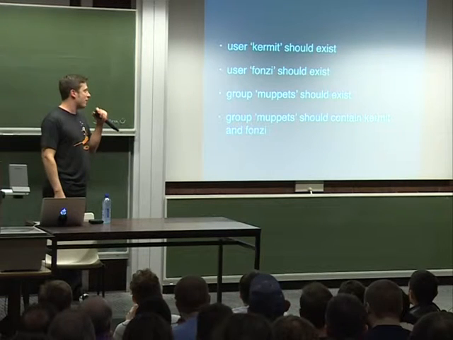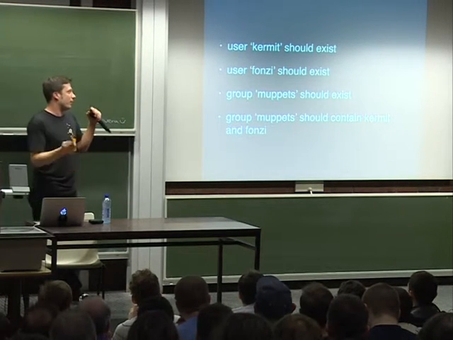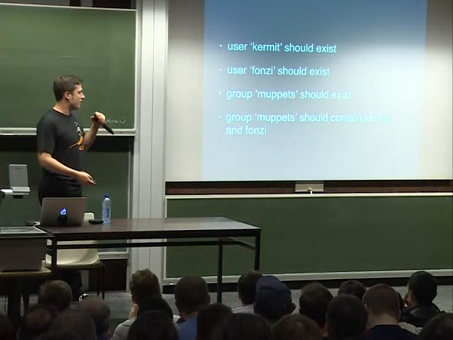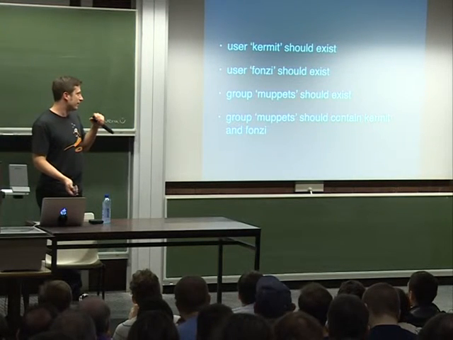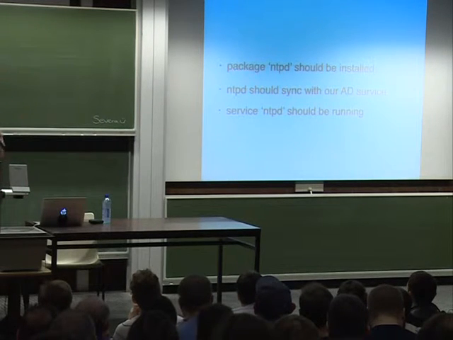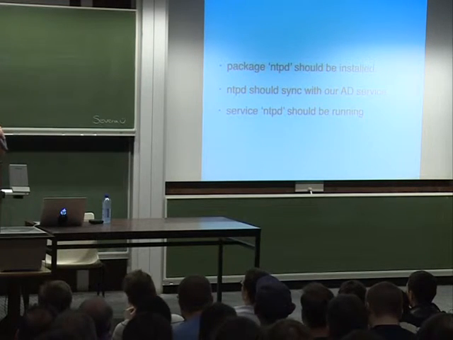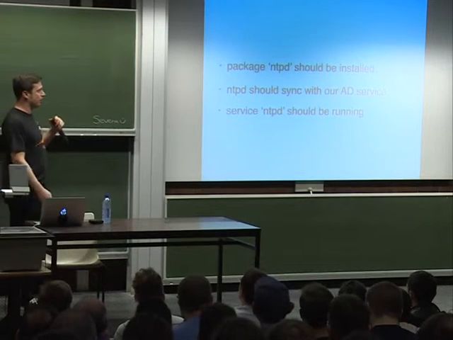And these sorts of things pop up a lot, like we should have this user, they should exist and be in this group, right? Fonzie and the Muppets all hanging out in the system. Then you start seeing what you actually want: to run software on your machines, make them do useful things. You start installing packages. You start configuring your clocks. All this looks very familiar. It's policy, right? This is what the machine should be doing.